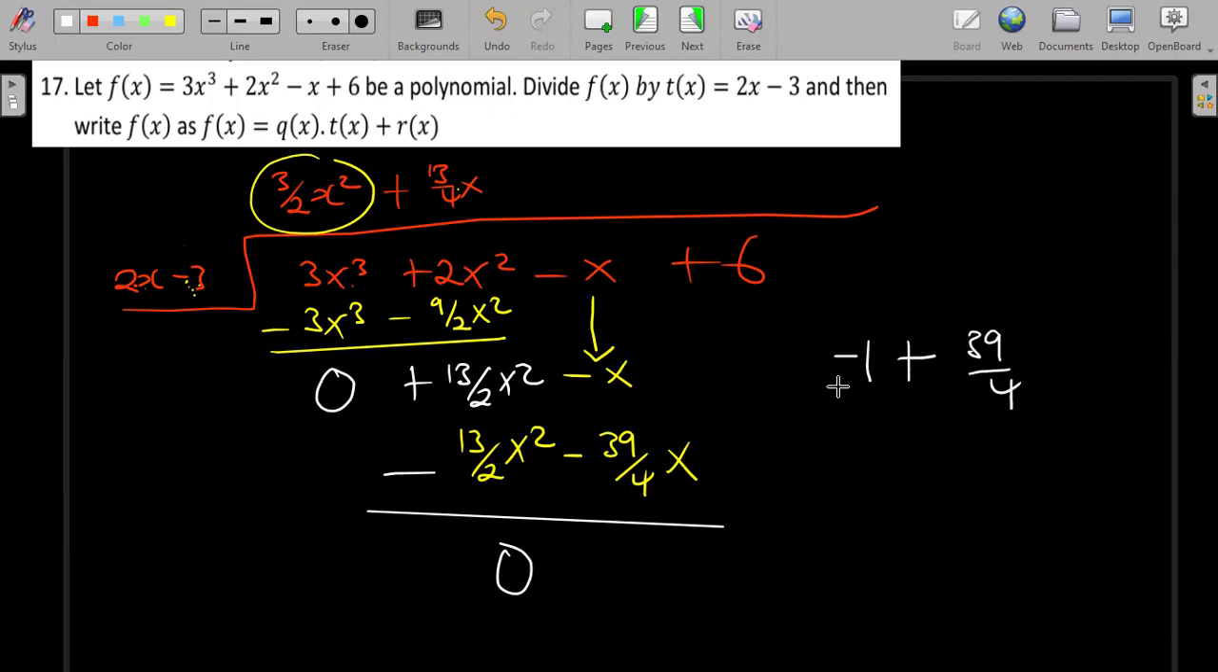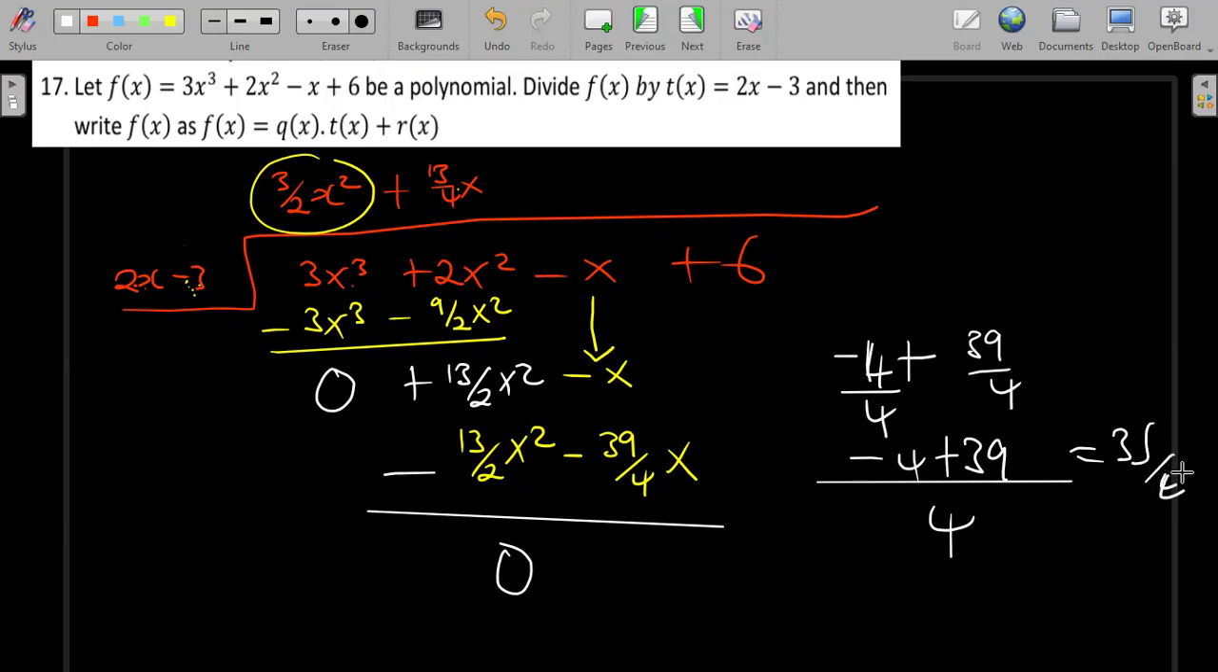This one here is the same as 4 over 4 like this. Okay, so the denominator is common, and then I have minus 4 plus 39. So this will be 35 over 4. So when I add here, I'm going to get plus 35 over 4x.